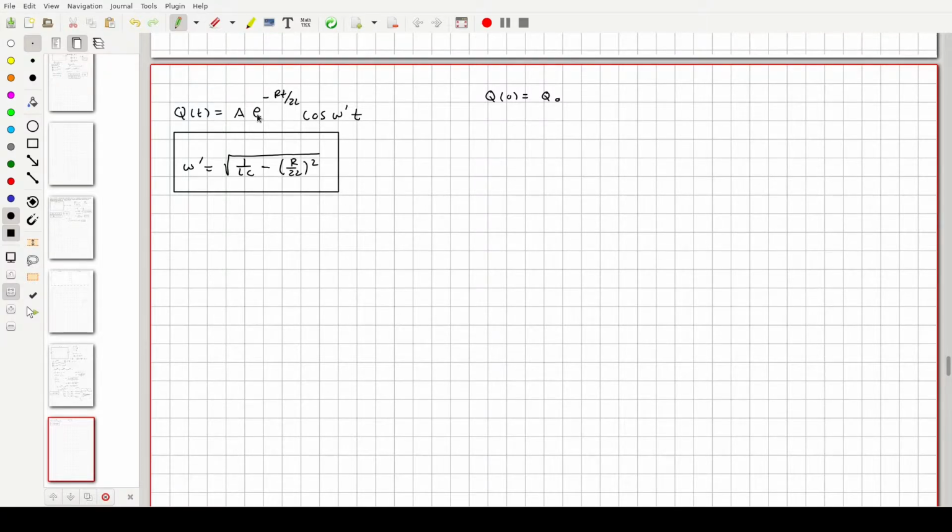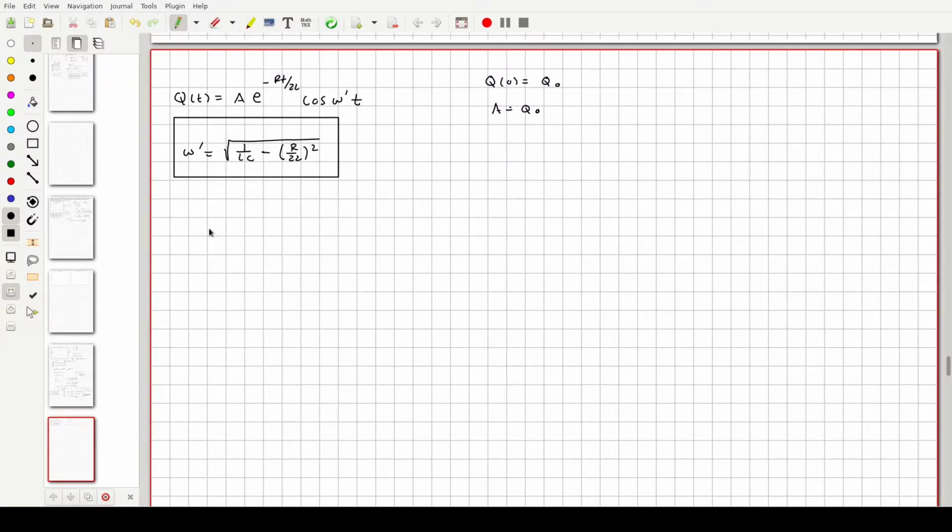T is equal to 0 makes this exponential equal to 1. T is equal to 0 makes this cosine equal to 1, which means that, as before, A is going to equal Q naught. So my charge as a function of time is equal to Q naught times e to the minus RT over 2L cosine of omega prime times t.